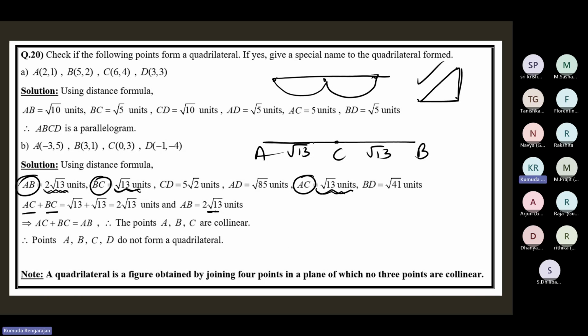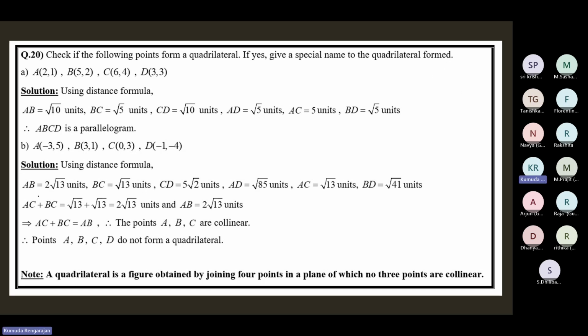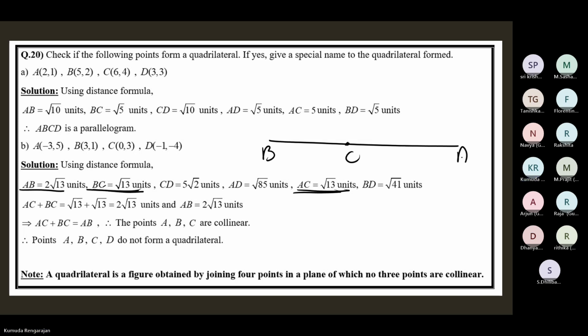So we see that AC plus BC. See, AC, BC, that means C is in the middle. C lies on AB. See here, this is AB, this is BC, this is AC. So we have BC plus AC. There is C which is common, no? That means C is in the middle, between B and A. So BC is root 13. AC is also root 13. And AB is 2 root 13. That means these 3 points are collinear. So no quadrilateral is formed, because the points B, C, and A are collinear.